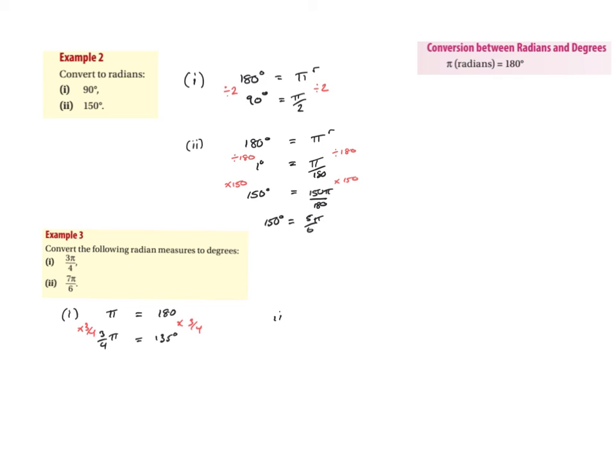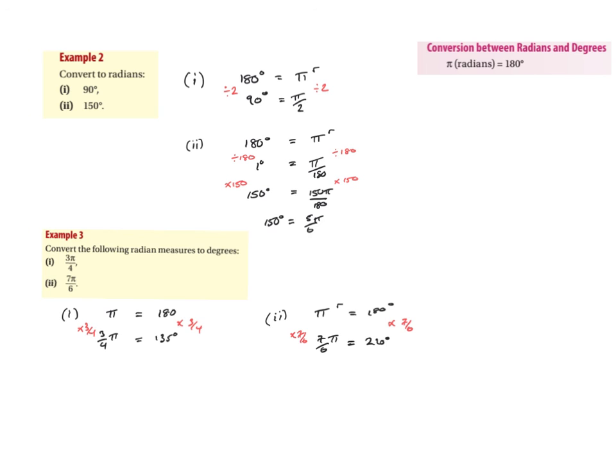The second one, same sort of idea. We start with pi rads is equal to 180 degrees, and this time we want 7 over 6 pi. How did we get there? We multiplied by 7 over 6, so we must do exactly the same on the other side. 180 times 7 over 6, you can calculate it if you want, but what you'll see is 180 divided by 6 is 30, and 30 times 7 is 210 degrees, and we are done.